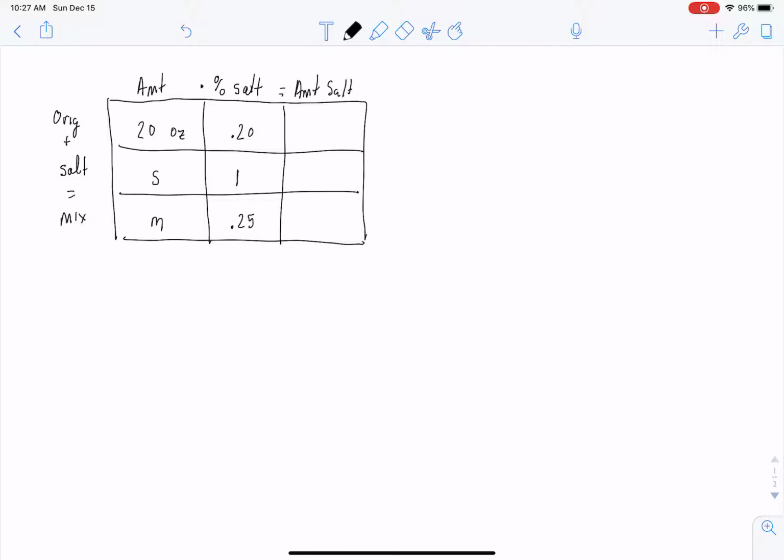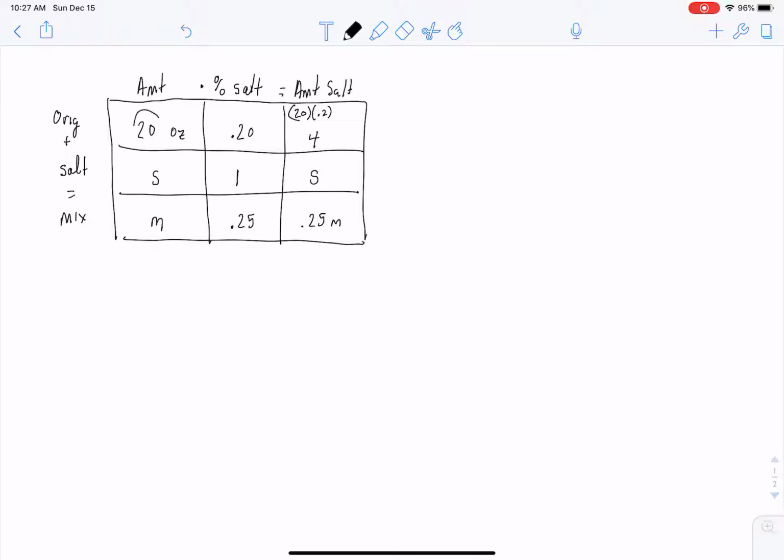Okay, now we can multiply across each of the rows. So 20 times 0.2 becomes 4. And then S times 1 becomes S. And M times 0.25 becomes 0.25 M.